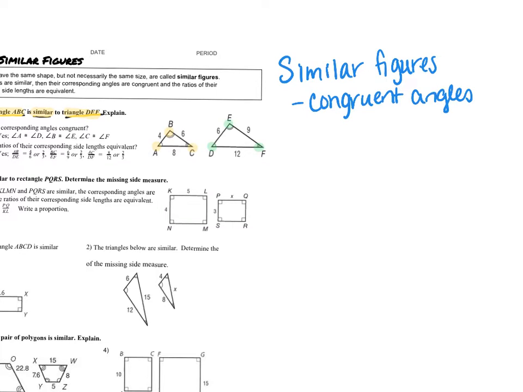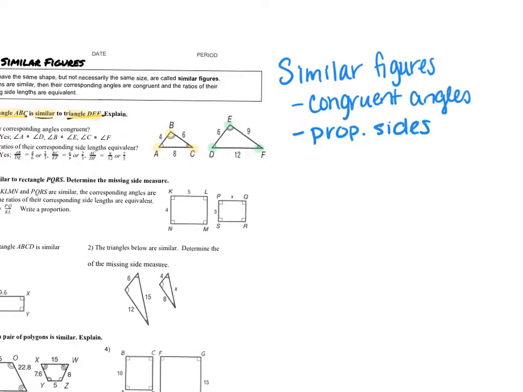What does congruent mean? You should know what that means. It means equal. Congruent means equal, okay? Congruent angles and proportional, I'm going to stop right there, sides, okay? Similar figures, that means they have congruent angles and proportional sides. So all the angles are congruent, all the sides are proportional. That means they're bigger or smaller than the original, okay?